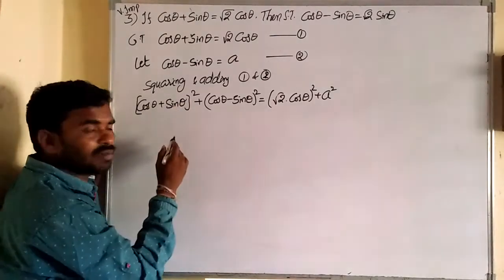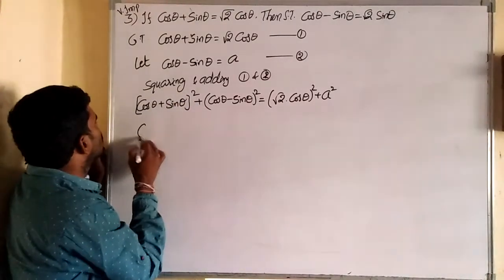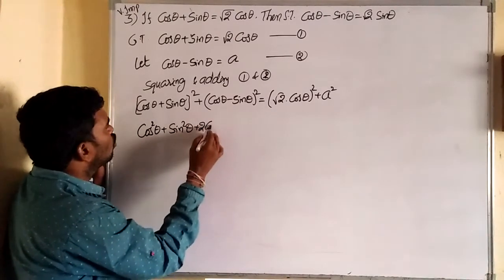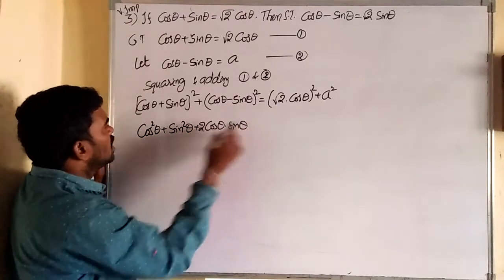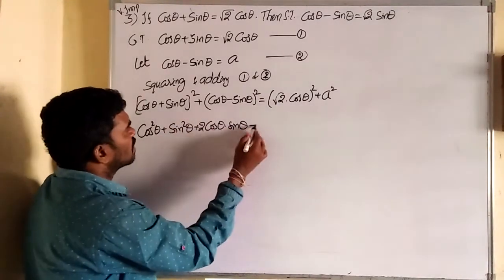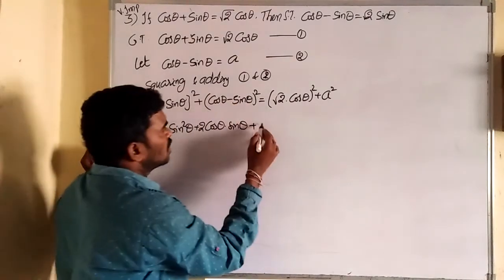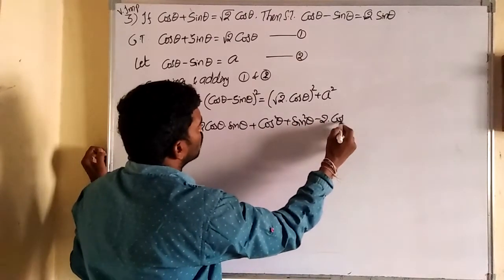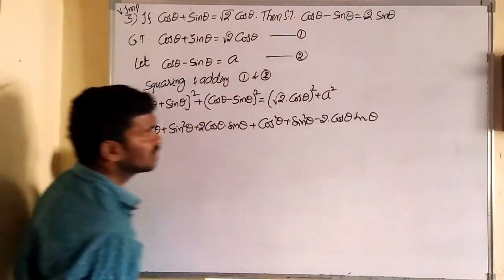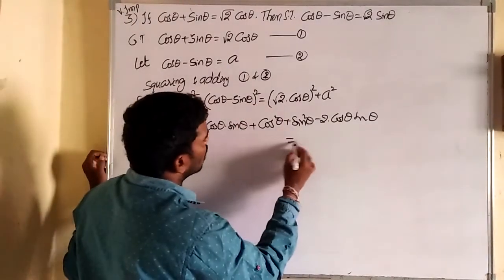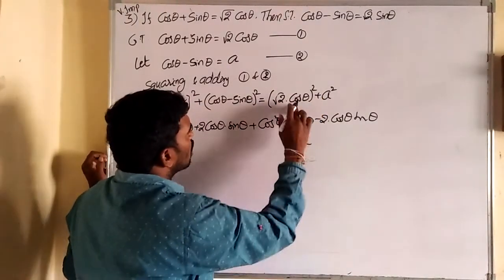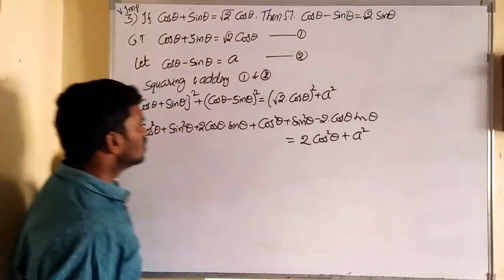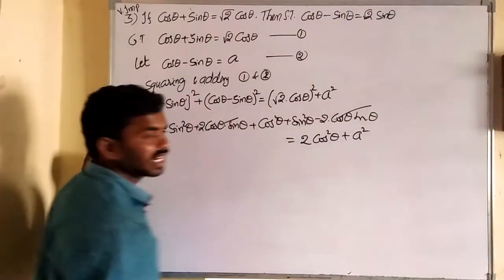A plus B whole square formation. A plus B whole square, so we can write A square plus B square plus 2AB. A means cos, B means sin. Next, plus means plus. Here also the form of A minus B whole square, so we can write A square plus B square minus 2AB, so minus 2 cos theta sin theta. Completed. Next is equal to root 2 square means 2, cos square means cos square, plus A square means A square. So this is plus 2 sin cos, this is minus 2 sin cos, gets vanished.